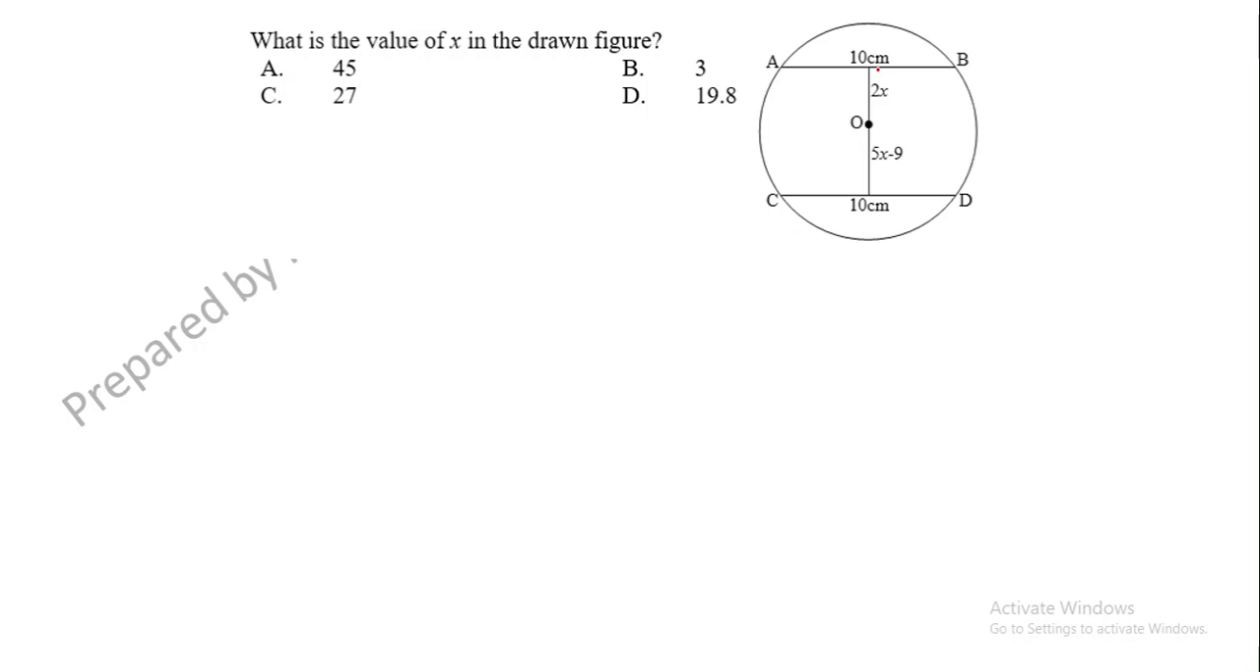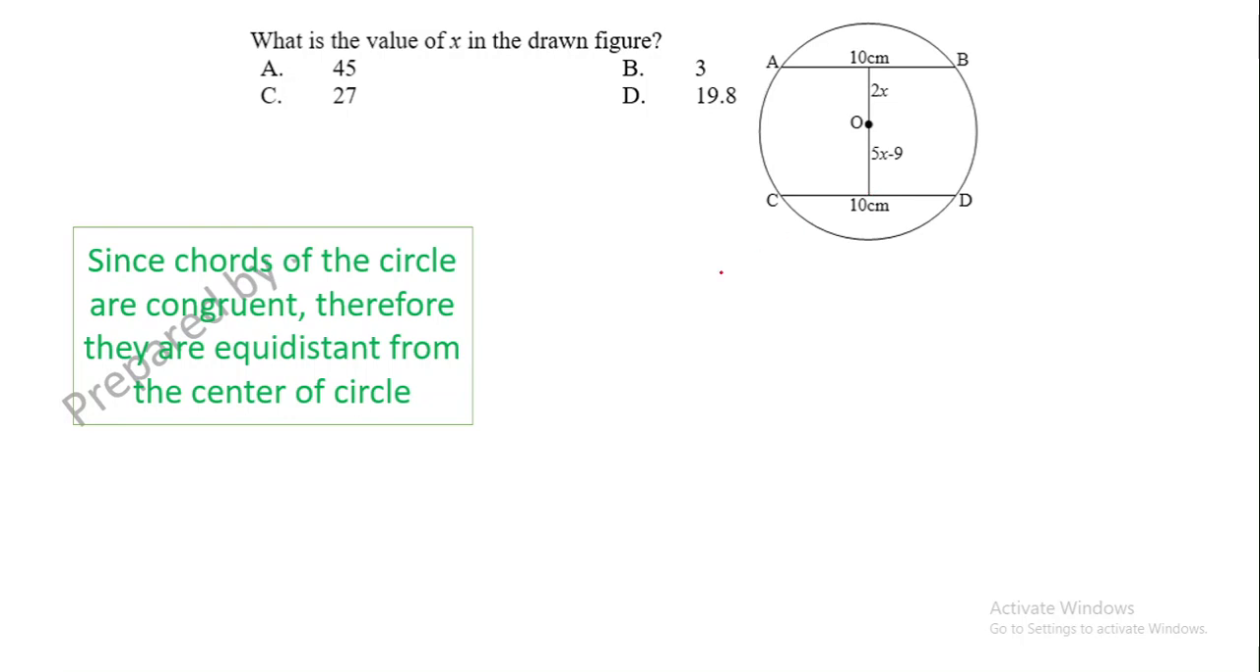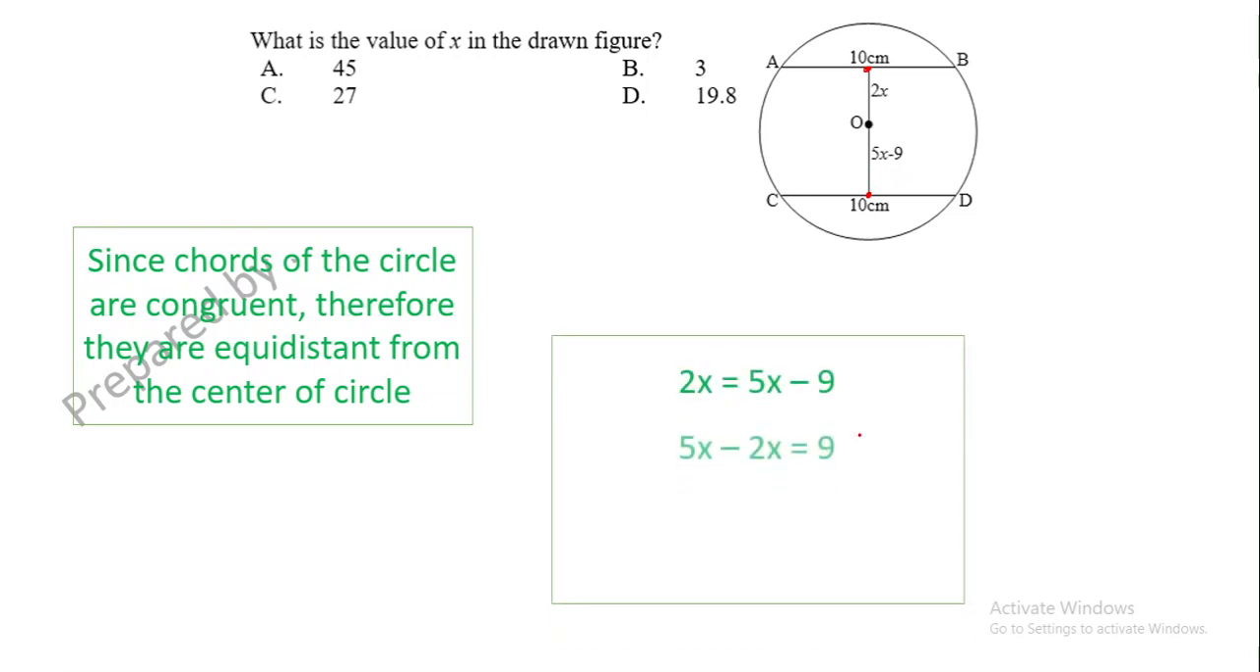Because these two chords are equal, they are equidistant from the center of the circle. And we also know that the chords of the circle are congruent. AB and CD, these are the chords which are congruent. They have 10 centimeters, so they will be equidistant from the center of the circle. Means that from the point O to this point is the same as from here to here. So we can say that 2x is equal to 5x minus 9. Can we say this one? Yes, absolutely, we can say this one. And then solve this one for the value of x. You can find the value of x will be equal to 3. Where is 3? B option.